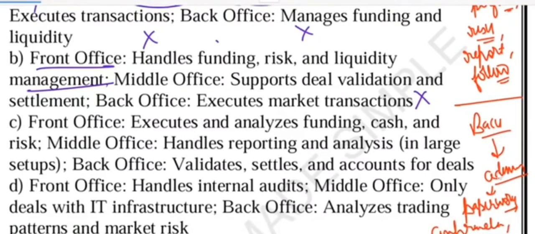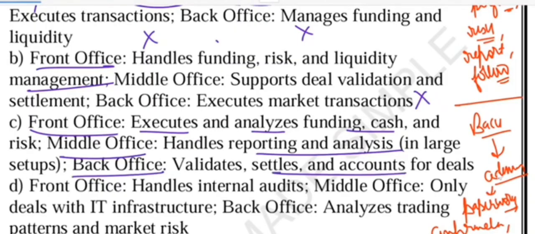If you go through option C, yes, this is completely correct, because the front office executes and manages risk and cash. That is the role of the front office. In the case of the middle office, I told you reporting and risk analysis is done by the middle office, and the back office confirms and settles the deal. You can see validate, settle and account for the deal. So yes, option C is completely correct.